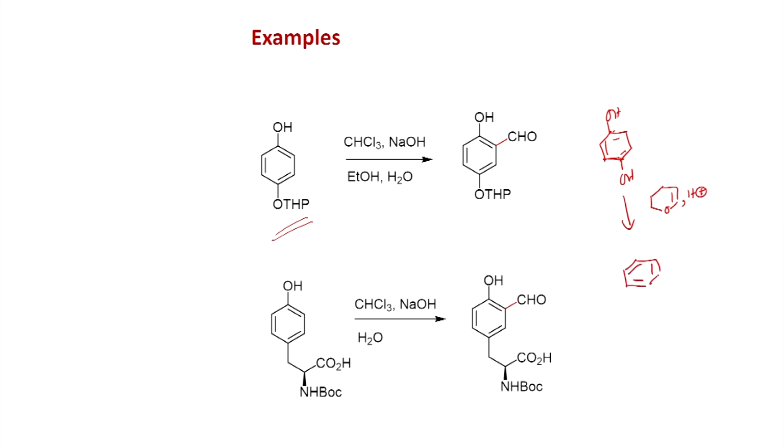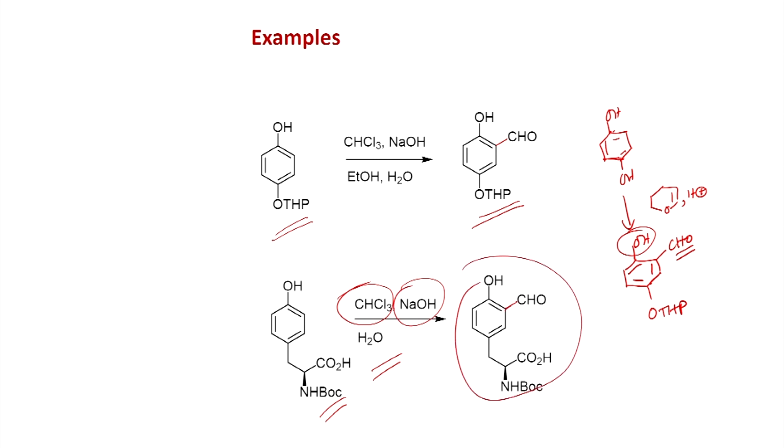So, if you have this dihydroxy compound, you can try to react with THP in the presence of acid, you can protect one of the OH groups. Now, you can try to selectively react with this hydroxy group. So, you can try to introduce the aldehyde functionality to the ortho position. In this way, you can make this compound, and similarly, for example, another one here, this amino acid, the formylation of this amino acid shown here using chloroform and sodium hydroxide, you can try to introduce the aldehyde functional group at the ortho position.